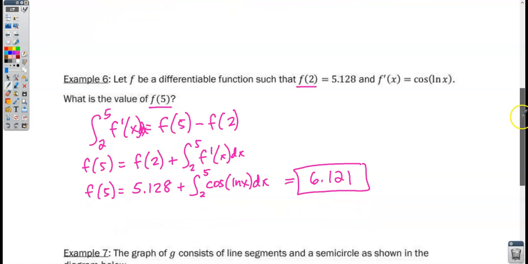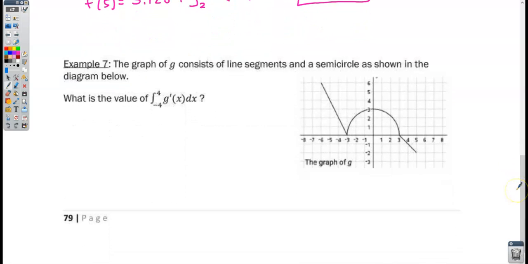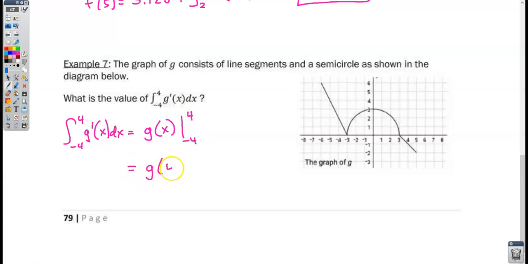All right, one final example in this lesson from a graph. The graph of g consists of line segments and a semicircle as shown in the diagram below. What's the value of the integral from -4 to 4 of g prime of x dx? Again, we're utilizing the fact that for the integral from -4 to 4 of g prime of x, all we need to do is take the antiderivative, which the antiderivative of g prime is just g, and we're going to evaluate that from -4 to 4. So this is going to be equal to g of 4 minus g of -4.